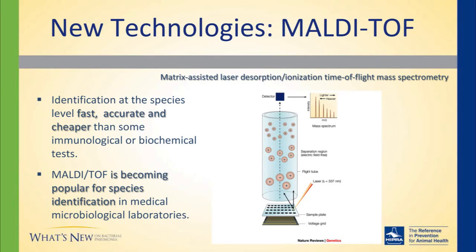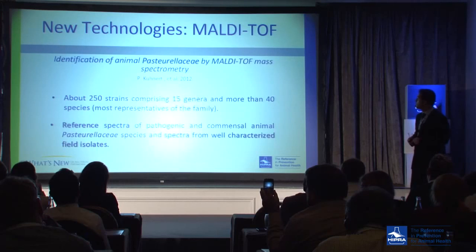And why do I mention MALDI-TOF? Because MALDI-TOF is becoming more and more popular, mainly because it's a fast technology. It's even cheaper than some DNA-based technologies like sequencing, and because of that, it's becoming more and more popular, and it's used now for bacterial species identification.